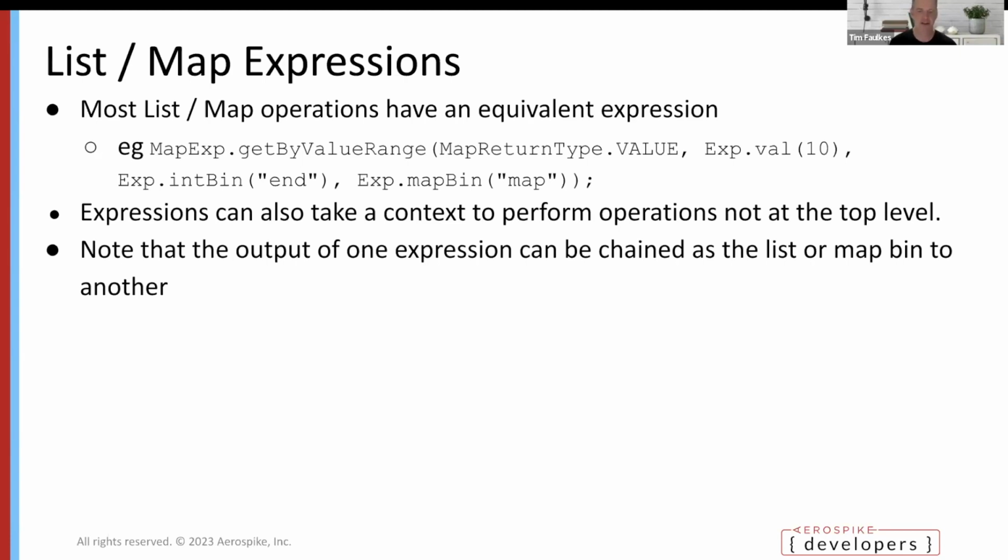So my expressions can do things like, I want to get in the map bin any values between 10 and this integer bin of end, and I want to just pass that back to the client. So it gives you this very flexible level of manipulating lists and maps, as well as using operations, which can manipulate the lists and maps in a slightly less detailed way.